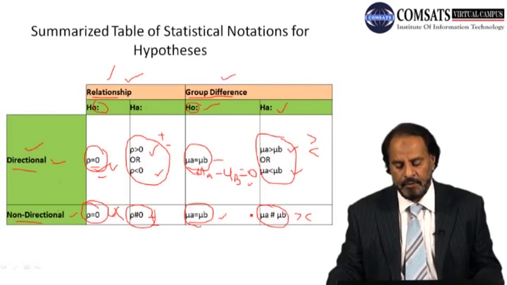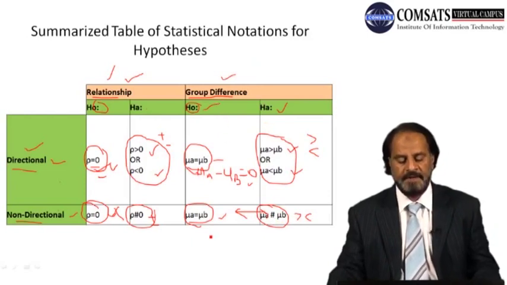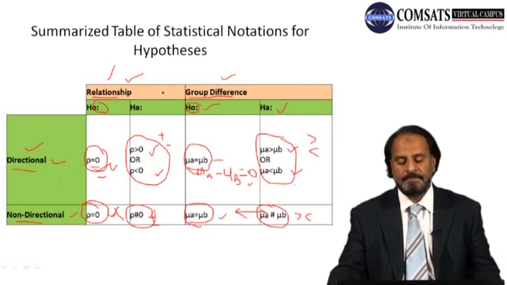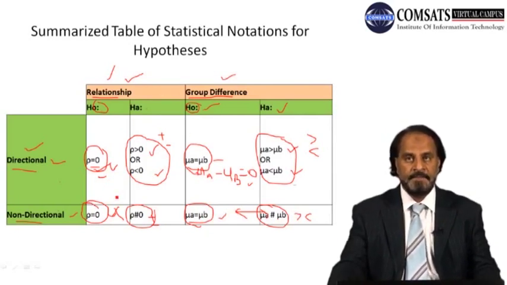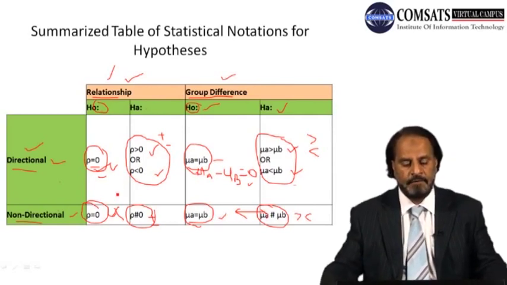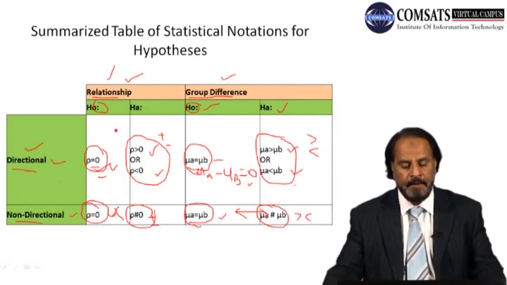See? So here we're saying they are the same, and here we are saying they are different. So in the alternate hypothesis we are saying they're different, in the null hypothesis we are saying the same. So these are the different notations you can use, and here you can summarize the different types of relation and the types of hypothesis statements one can see.